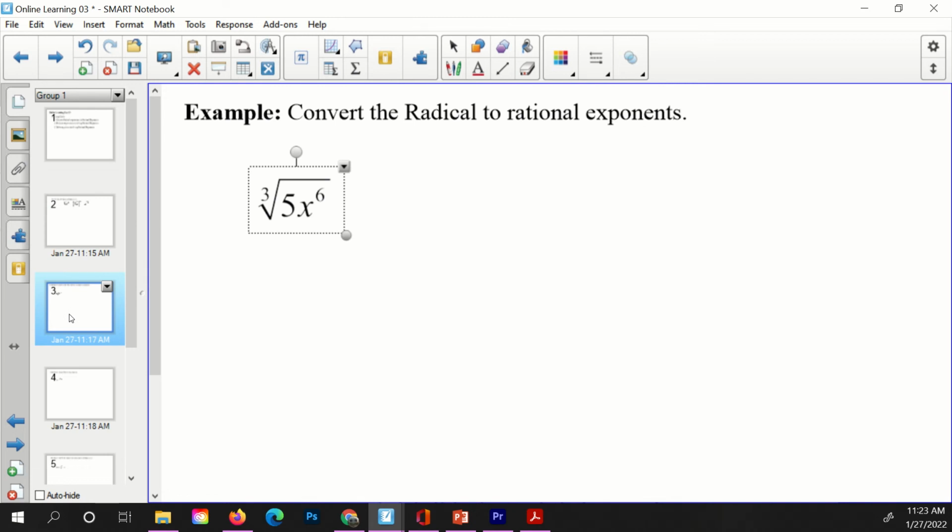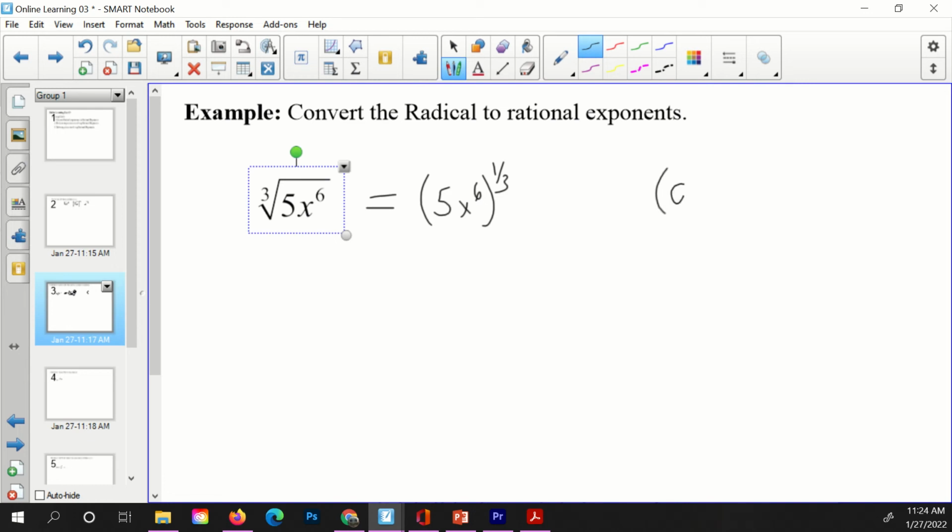Well, first thing it's going to ask us to do is to convert the radical into a rational exponent. So I have this thing in here. Now, what we need to do is rewrite it as 5x to the 6th all to the 1/3. The thing that most people make a mistake on is they'll take the x to the 6th to the 1/3, but they'll forget the property of exponents that says if you have ab to the x power, you have to go a to the x and then b to the x. So in this particular instance, I have to go 5 to the 1/3 power, and then x to the 6th to the 1/3 power.